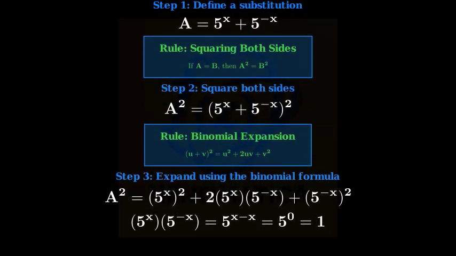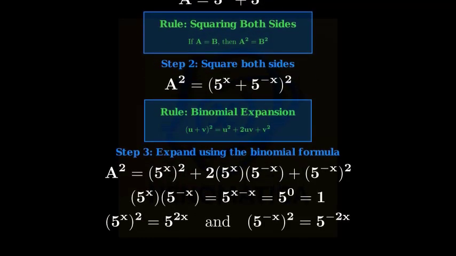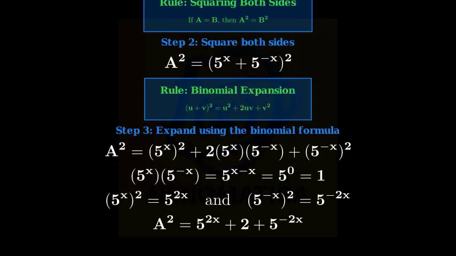5 to the power of x times 5 to the power of negative x equals 5 to the power of 0, which equals 1. So 2 times that equals 2. We also know that 5 to the power of x squared equals 5 to the power of 2x, and 5 to the power of negative x squared equals 5 to the power of negative 2x. So a squared equals 5 to the power of 2x plus 2 plus 5 to the power of negative 2x.